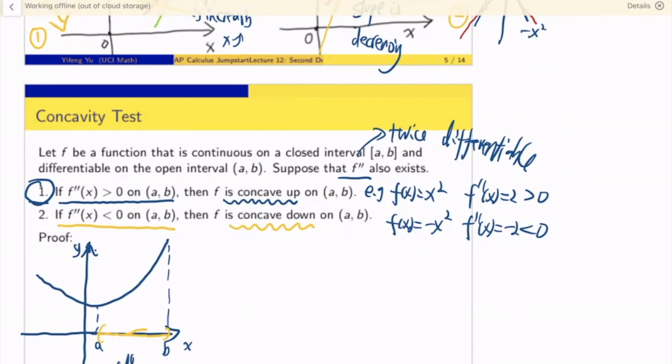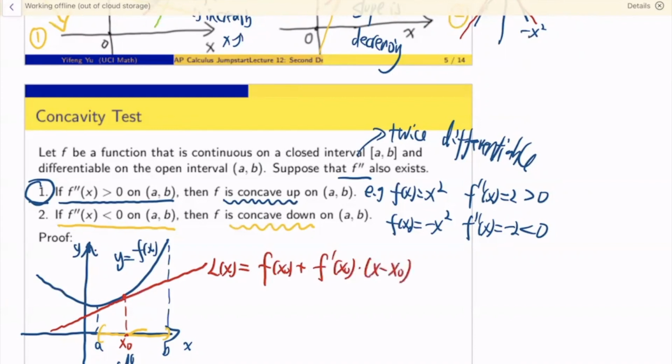What we want to verify is, suppose I just look at the tangent line. This is point x0. This is my function, y equals f(x). Then I look at the equation of the tangent line, which is a linear function, which is f(x0) plus the slope, and the slope is the derivative, times (x minus x0). So we want to show the graph is above this tangent line.